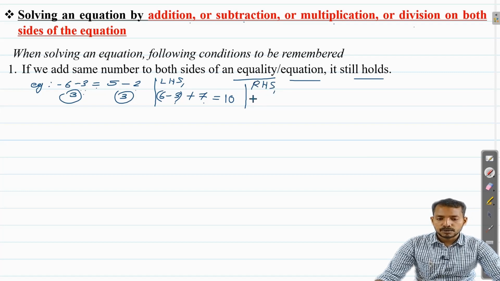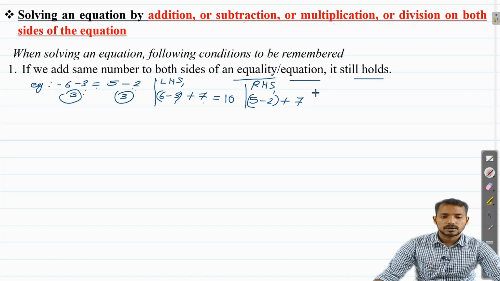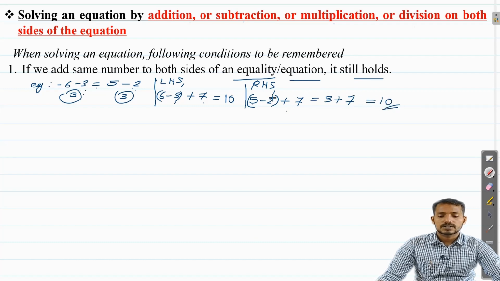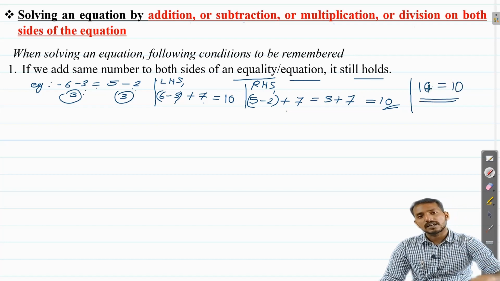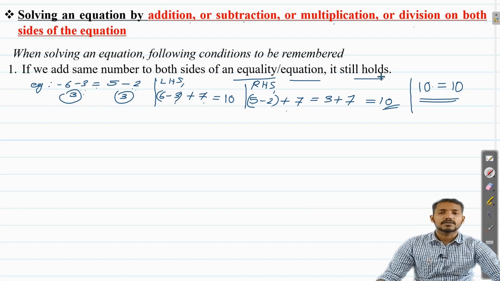What will I get here? 5 minus 2, that is the right hand side of this equality, plus 7. That is equal to 5 minus 2 is 3, plus 7, which is equal to 10. See, when we add the same number to both sides, LHS is 10 and RHS is also 10. So that is 10 equal to 10. So still that equality holds. Even though RHS and LHS change, the equality condition still holds.